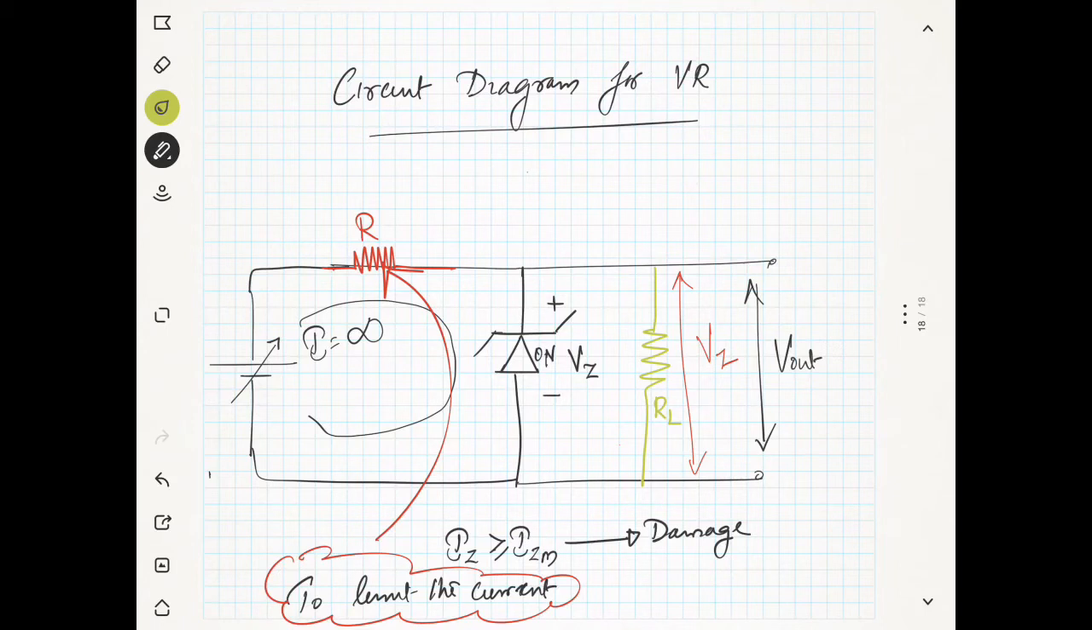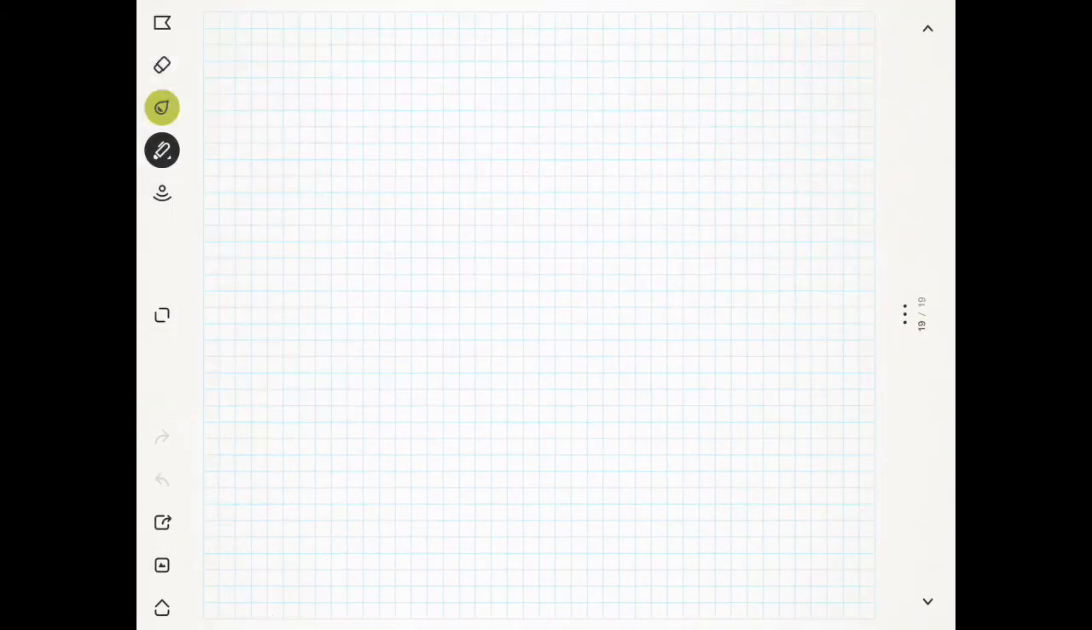So that means your load is not fixed. Your load may be changing. We can say that the load changes within a limit, we can assume RL minimum to RL maximum. Okay, so we have to be very careful about this. Now you see here.